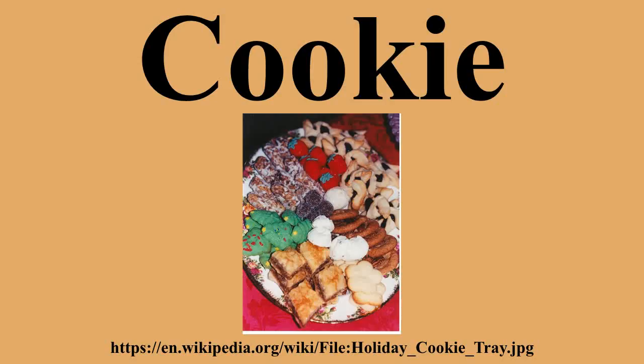Classification. Cookies are broadly classified according to how they are formed, including at least these categories. Bar cookies consist of batter or other ingredients that are poured or pressed into a pan and cut into cookie-sized pieces after baking. In British English, bar cookies are known as tray bakes. Examples include brownies, fruit squares, and bars such as date squares.